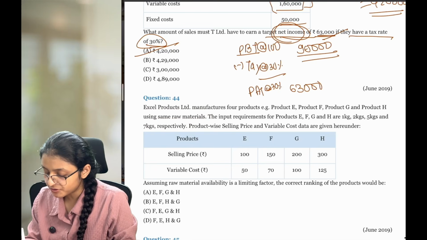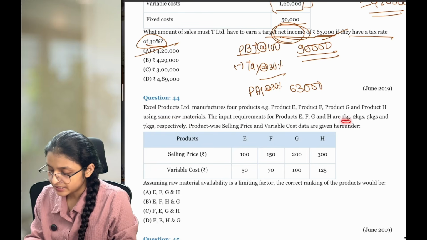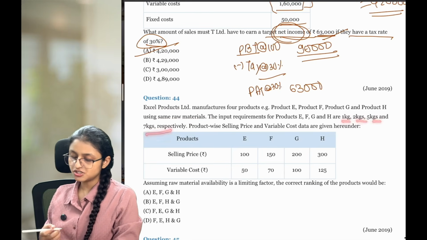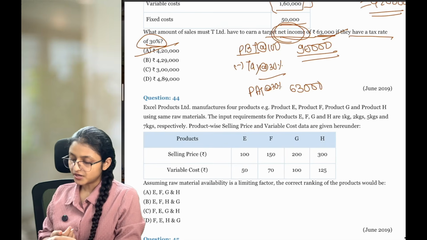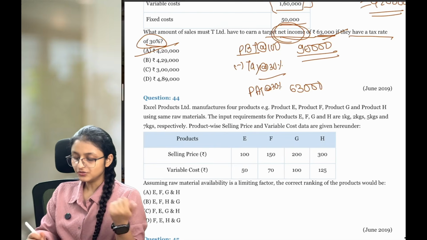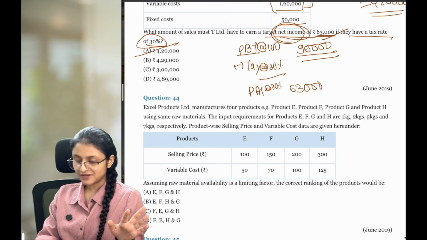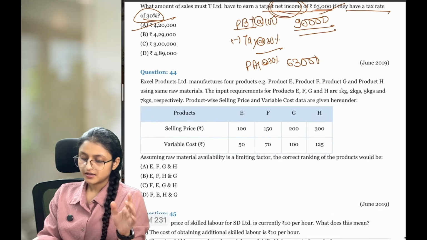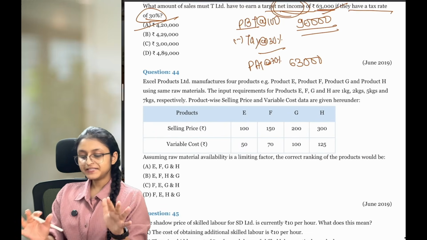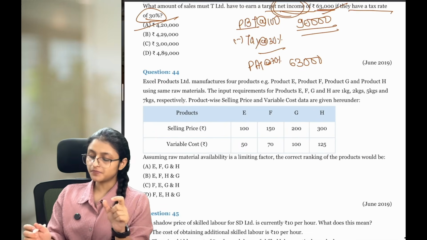The input requirement for products E, F, G and H are 1 kg, 2 kg, 5 kg and 7 kg of raw material respectively. Product-wise selling price and variable cost is given to you. Assume raw material as the limiting factor and you need to rank the products. Whenever we have a limiting factor, we rank the products on the basis of contribution per limiting factor.